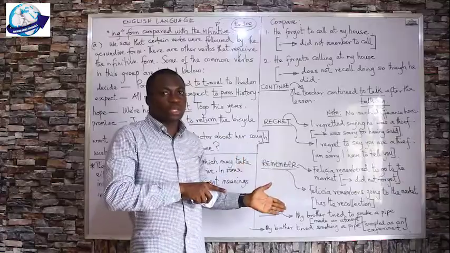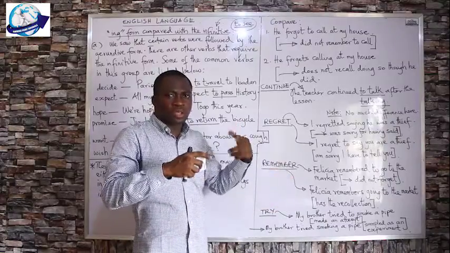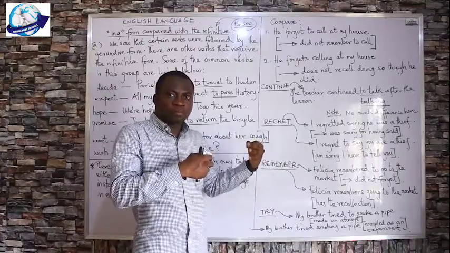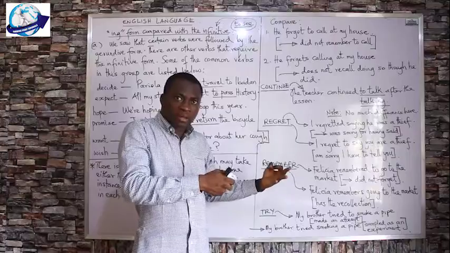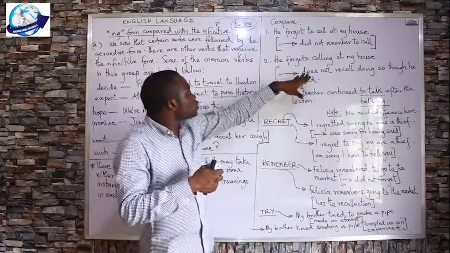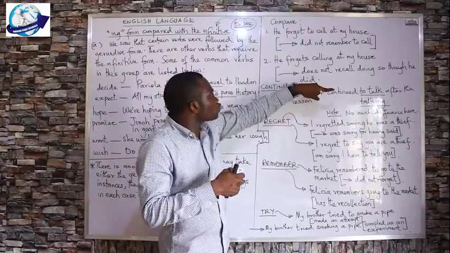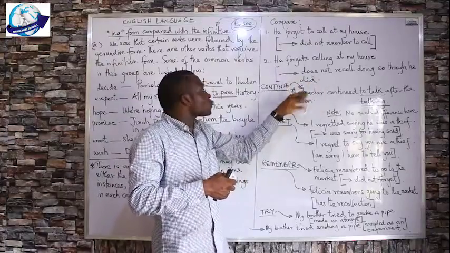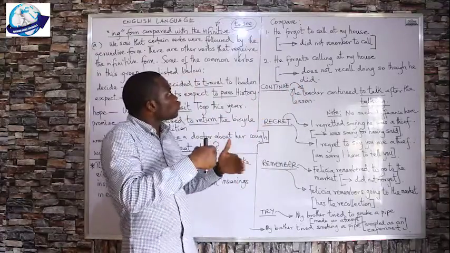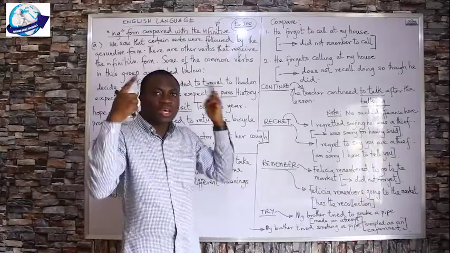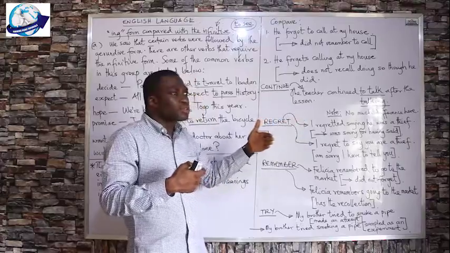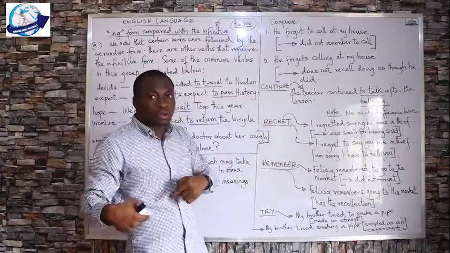He forgets calling at my house. So in this case, I'm seeing that it has been an attitude, or rather, his way, his manner. But at this time, we'll see that he does not recall doing so, though he did. So, he forgets calling at my house. It's quite different from he forgot to call at my house. He forgot to call at my house means he never recalled. But he forgets calling at my house means that he did not do what he normally does.